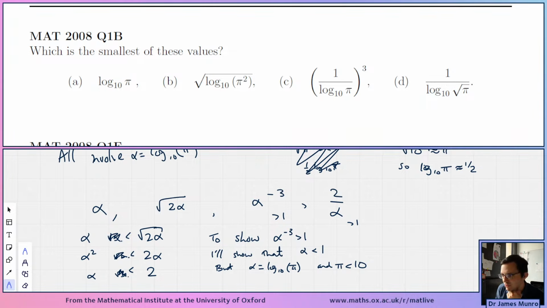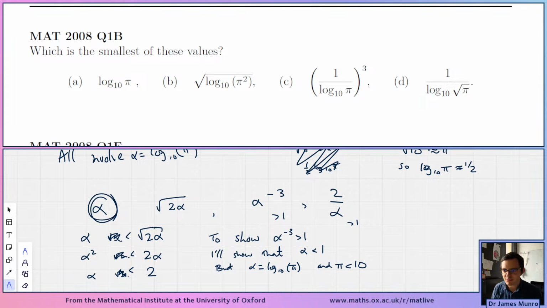Wait, am I just wrong? Am I wrong? Yeah. Okay. Chat's disagreeing with me, which makes me very nervous. Very nervous. But I think I'm there. I think it's A. I think this thing is the smallest.